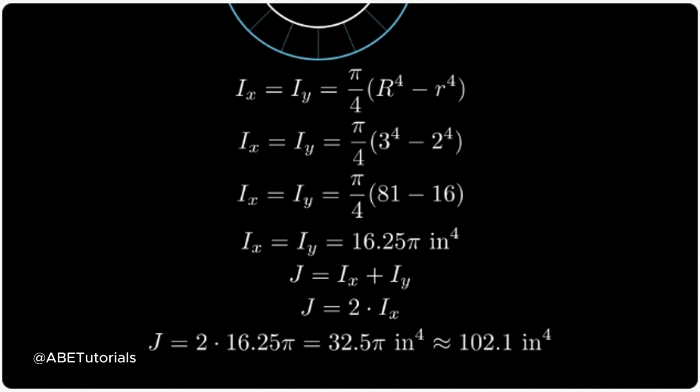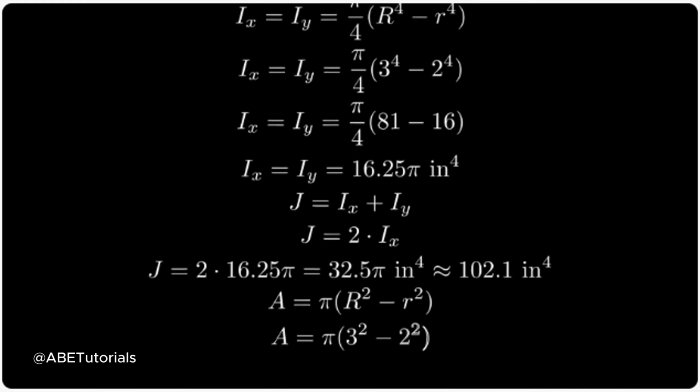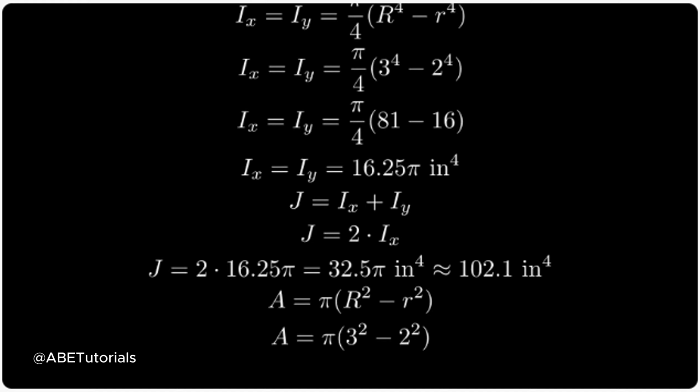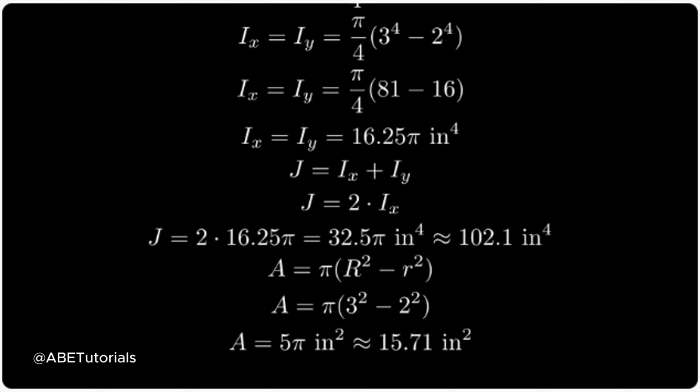Now, let's find the cross-sectional area, A, of the hollow tube. This is given by pi times capital R squared minus little r squared. Plugging in our values, we have pi times 3 squared minus 2 squared, which simplifies to 5 pi square inches, or about 15.71 square inches.